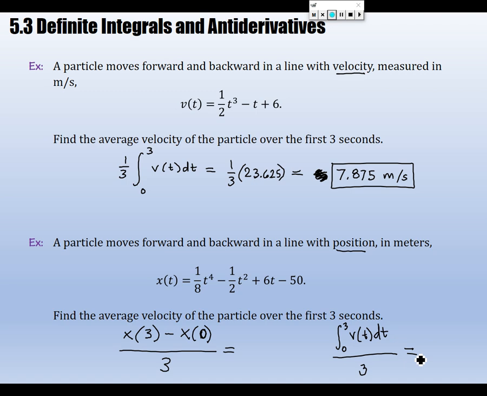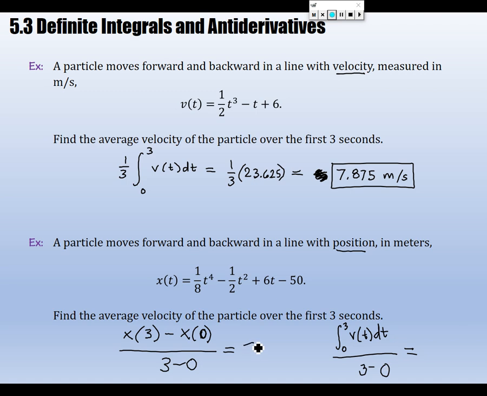What do you get here? We talked about two ways now to find the average value. One way is back in Unit 3: just find the difference in the positions and divide by the time interval, 3 minus 0. And the way we did it today is to calculate the integral of the velocity function, not the position function, and divide by the size of the interval. Both of those are good ways to calculate the average velocity. So what does this come out to be?